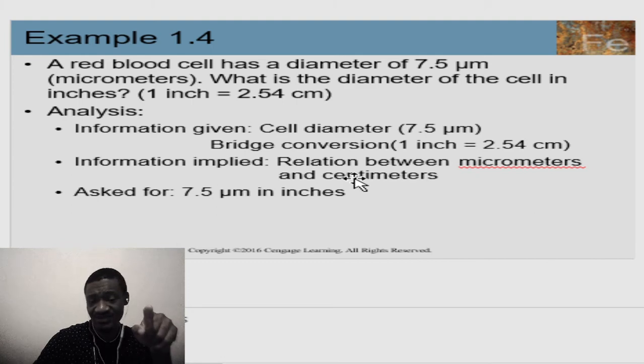Then we have an example here, and this is a very good example that I'd like you to pause the video to attempt. Okay, before you pause the video, let me read through it so I help you understand the question, because I feel some people need some help. So a red blood cell has a diameter of 7.5 microliter.